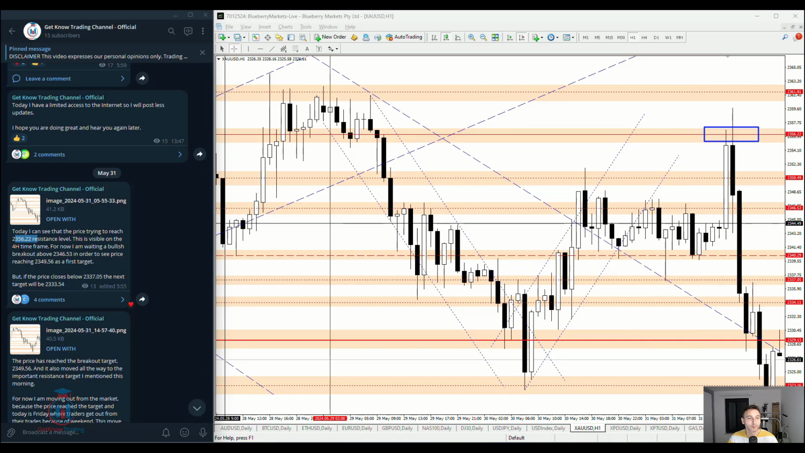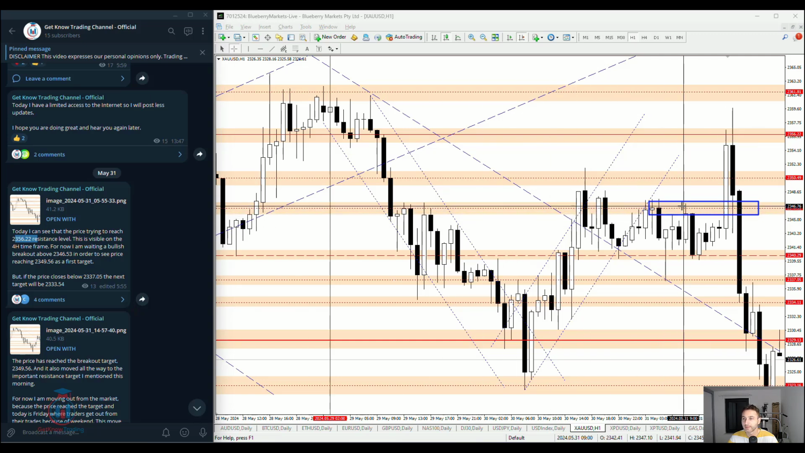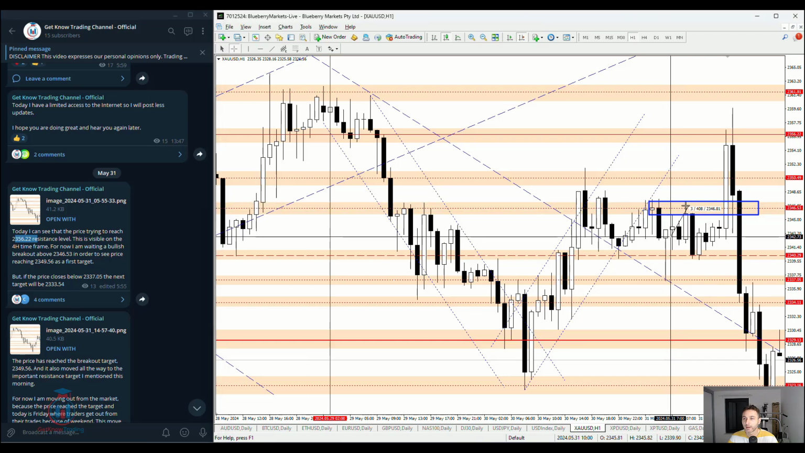This is visible on the 4-hour time frame. For now, I am waiting for a bullish breakout above 2346.53, and this is the one. I was waiting for the price to make a breakout from this area to the upper side, but we can see that the price was jumping all around until the breakout happened.